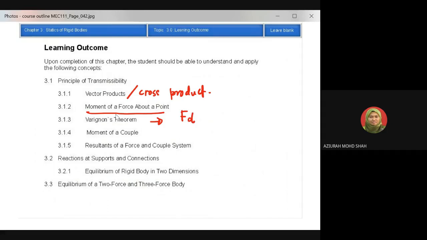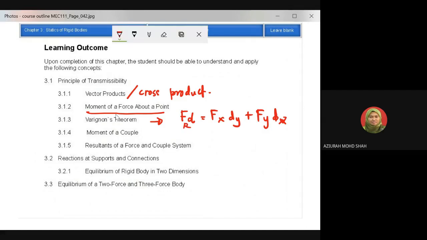Varignon theorem ni maksudnya macam gini. Fd is equal to Fx dy plus Fy dx. Ini maksudnya. Kalau nak best sikit letak Fr, macam tu, resultant dia. Ini komponen-komponen dia. Ini adalah Varignon theorem by equation. Nanti kalau kamu tengok sentence explanation dia in paragraph, panjang ayat pun pening-pening. Tapi by equation, this is what we call Varignon theorem lah.